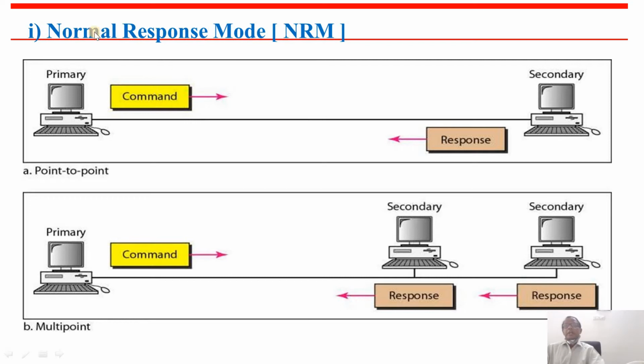Here, how the normal response mode takes place. Here it is a primary. This is in the environment of point to point, and it will send the command, and it will give the response. In a multi-point environment, a primary will send the command, and the secondary will give the responses.